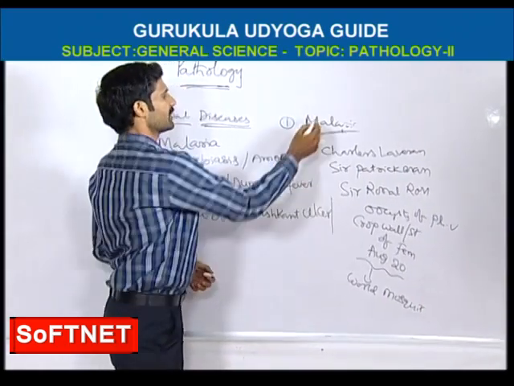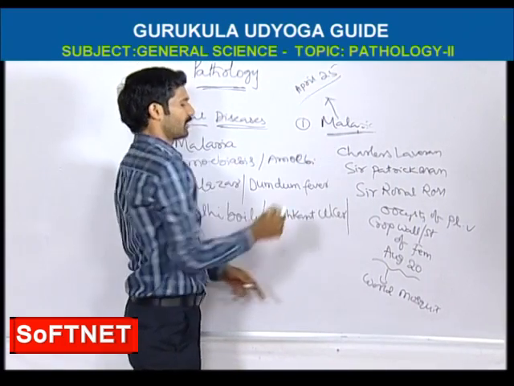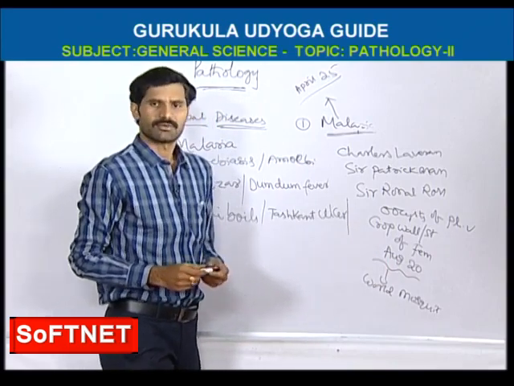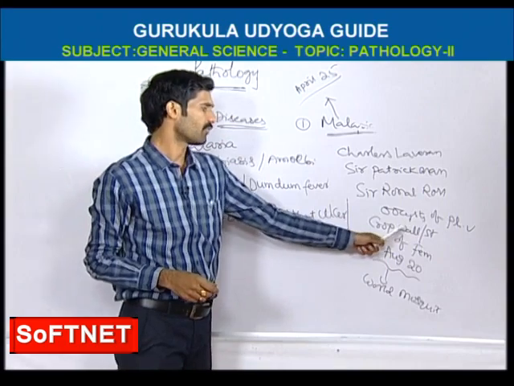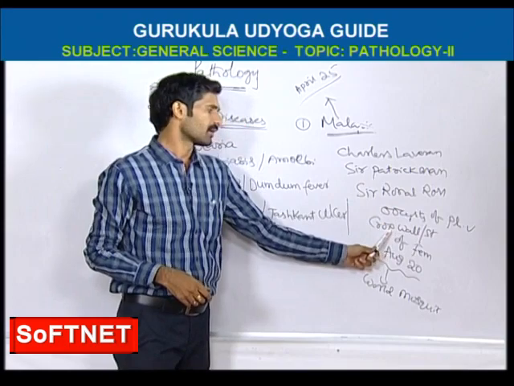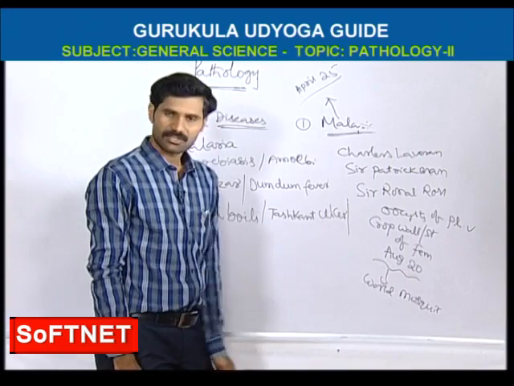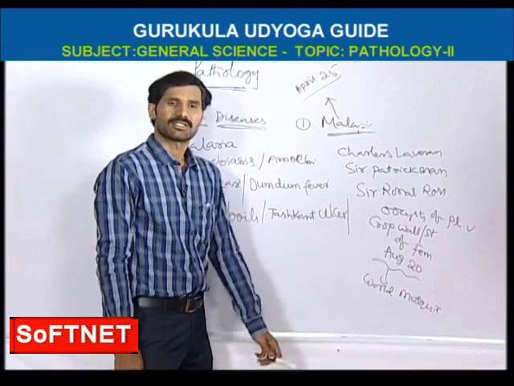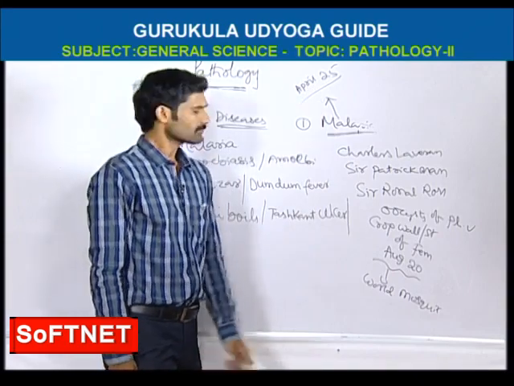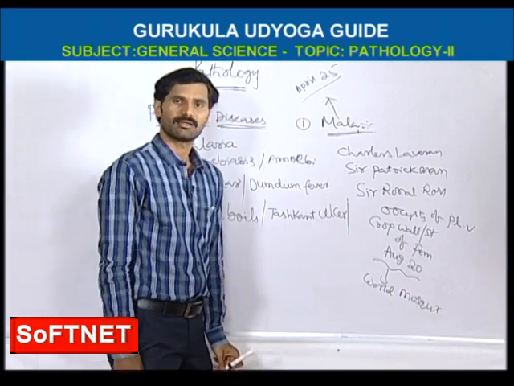Not Malaria Day. World Malaria Day is April 25. World Mosquito Day is August 20, because Ronald Ross discovered the oocyst of Plasmodium vivax in the stomach wall of the female Anopheles mosquito on August 20. Hence, every year August 20 is celebrated as World Mosquito Day, and World Malaria Day is April 25. And for this discovery, he was awarded the Nobel Prize in 1902.